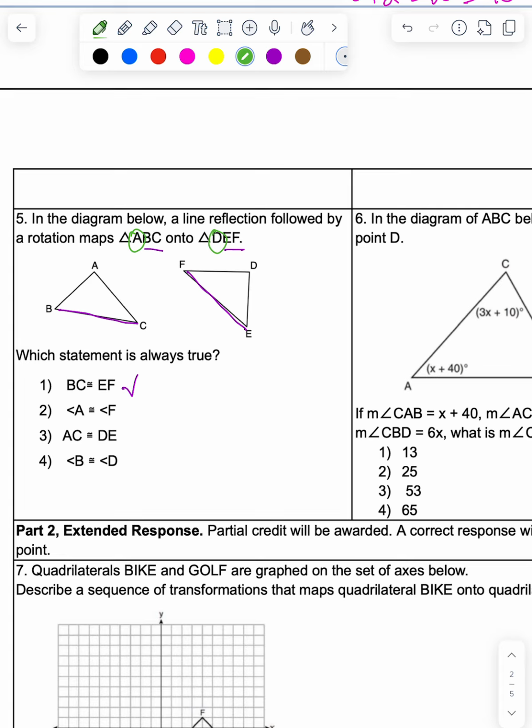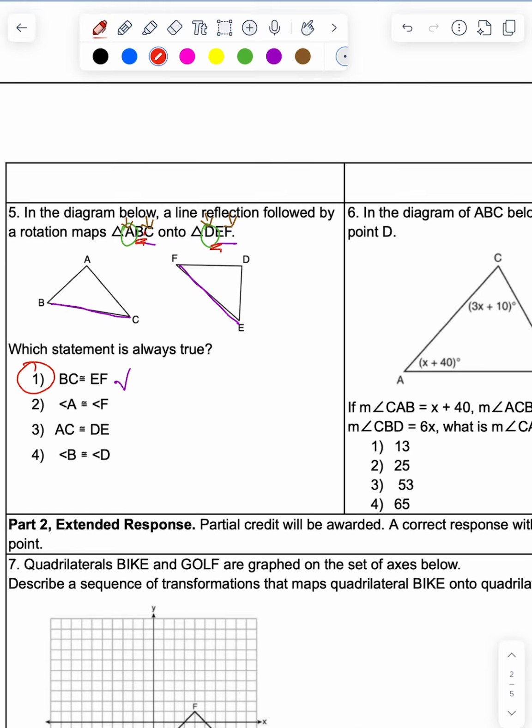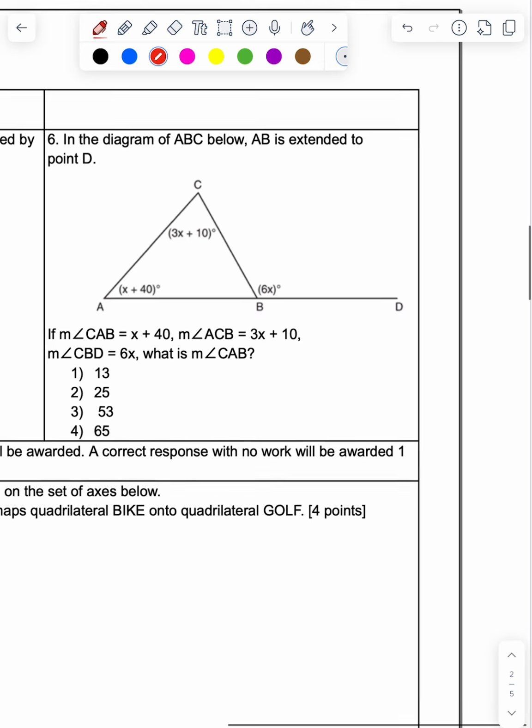AC is the first and third, so it should match up to DF, not DE. And then finally, angle B should match up to angle E, not angle D. So answer choice 1 is the one that matches up correctly.